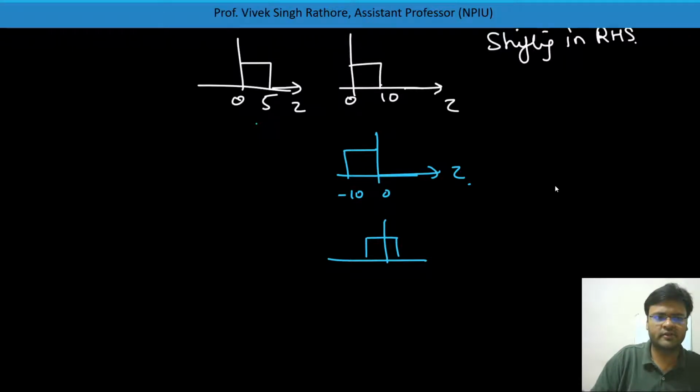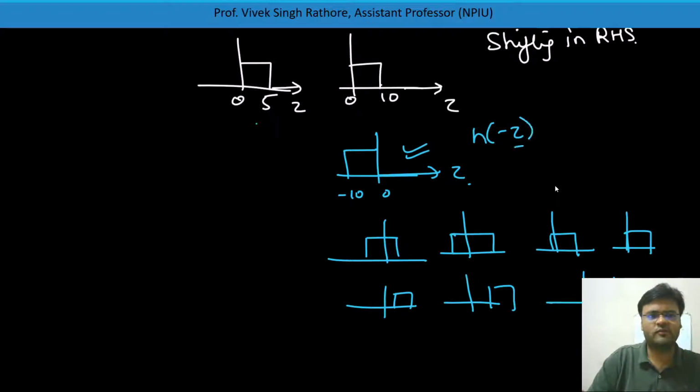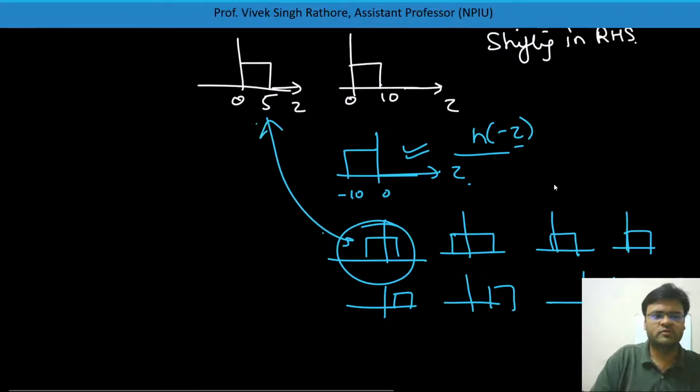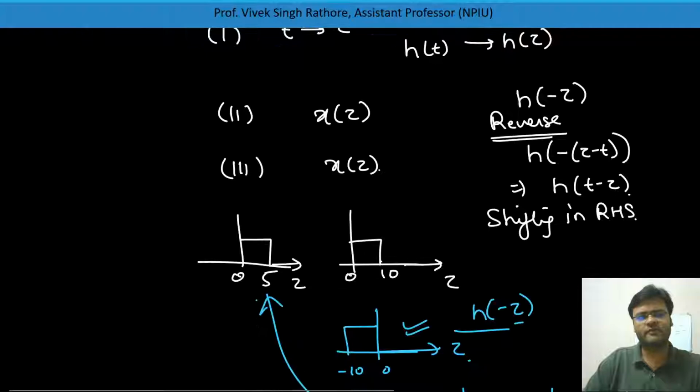First you will shift this, and then you will shift more, and then more. It means we are shifting this value, h of minus tau, to the right hand side. H of minus tau will be shifted right, and each value will be multiplied with this value. After multiplication, you will get the output. That's the simplest way to do the graphical procedure.